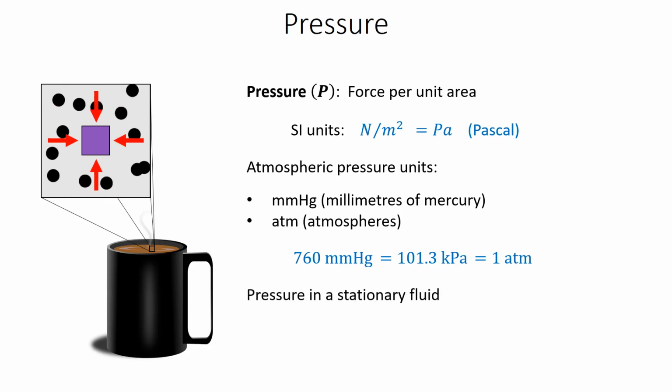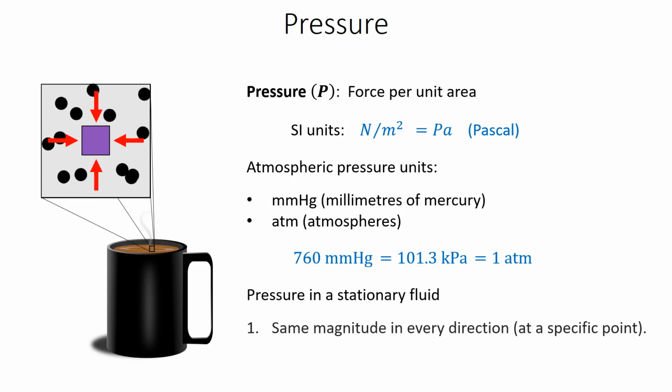Now, here are 2 important points to keep in mind. Firstly, at any point in a fluid, the pressure will be the same in all directions. After all, if the pressure wasn't the same, say on either side of this purple square, it would experience an unbalanced force and begin to move.